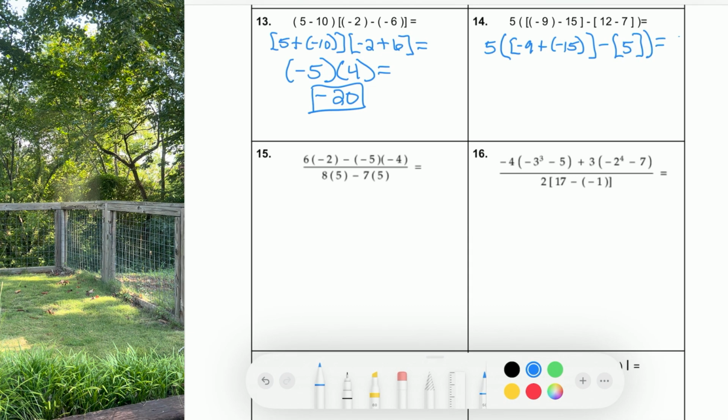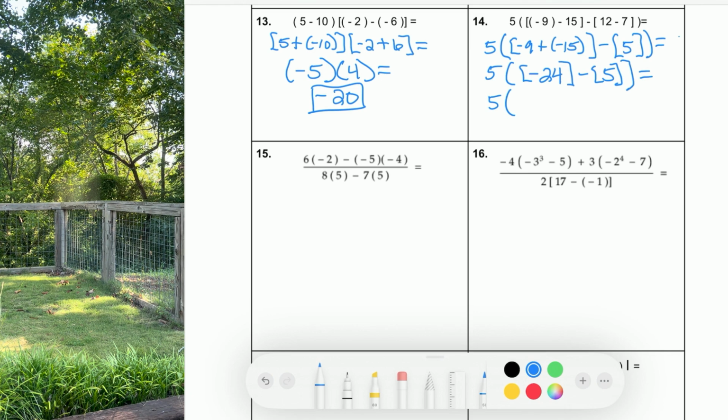All right, let's go ahead and solve the negative 9 plus negative 15. So let me rewrite this part. Negative 9 plus negative 15 is negative 24. Now I need to solve the inside of this parentheses before I deal with this multiplying by 5 on the outside. And I'm going to do keep it, change, change.